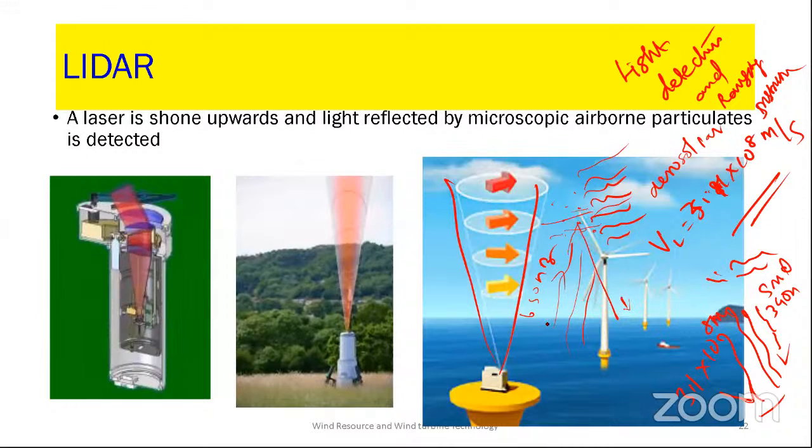So from this, what is the sending frequency? What is the receiving frequency? At what time? What is the time interval? I got this information, and based on this, I can calculate the wind speed which is available.